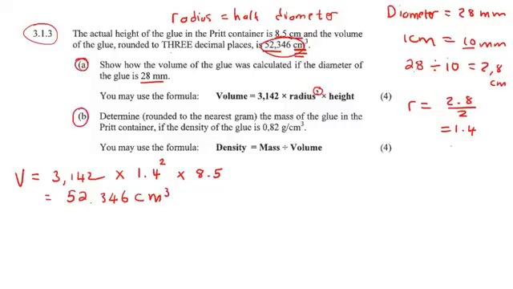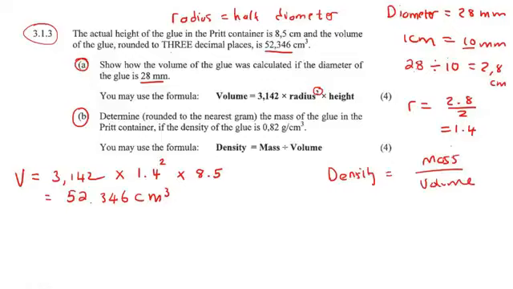Moving on to this part, it says determine, rounded to the nearest gram, the mass of the glue in the Pritt container if the density is 0.82 grams per centimeter cubed. It says that you may use this formula over here. So we're going to use their formula. We know that density is equal to mass divided by volume. We could say density equals mass over volume. That's another way of writing it if you want. So let's fill everything in.